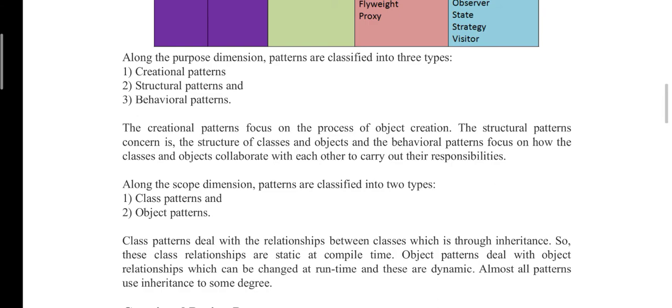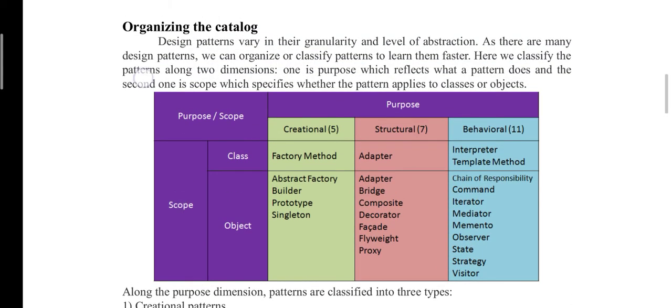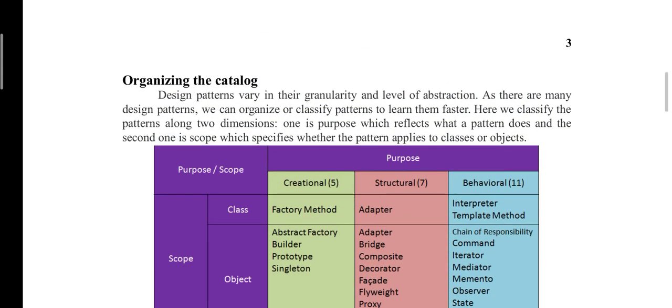I hope you understood what the catalog is and how to write the catalog. In the catalog you need to write the 23 design patterns with a short description, and on this topic there is also a question: write down the organization of the catalog. In that case you need to organize these 23 patterns under purpose and scope. Purpose means in which type that design pattern comes. There are 3 types: creational, structural and behavioral, and scope means whether it is applicable to the class or to the object. Thank you.